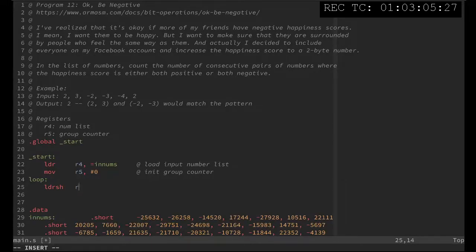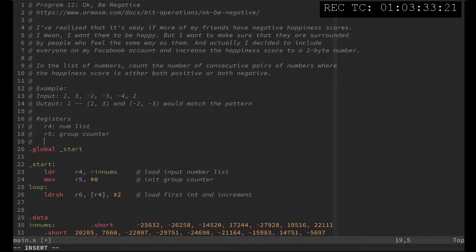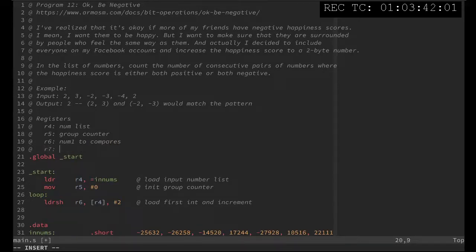B would read a byte, but these are 2 bytes long. And so we need to use an H instead of a B. And let's do the first number in R6. And that'll be from the number list. And when we increment this, we're not going to use 1 because it only moved 1 byte. We're going to use 2, so it moves 2 bytes. It moves to the next number. And so up here, let's just make a note saying R6 is number 1, and R7 is number 2 to compare.